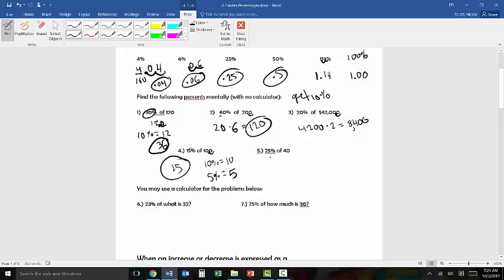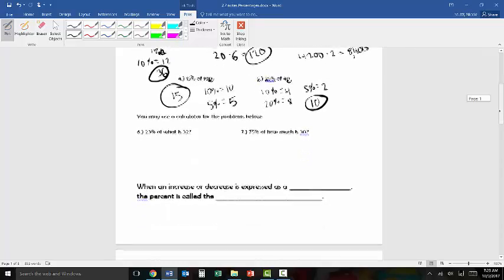So let's try that with 25%. So 10% will be 4. 20% is 8, and you're going to need a 5%. So if 10% is 4, 5% is 2. So I need to add 8 and 2, and I get 10. 10 is 25% of 40. Right, that's how we do these without calculators.